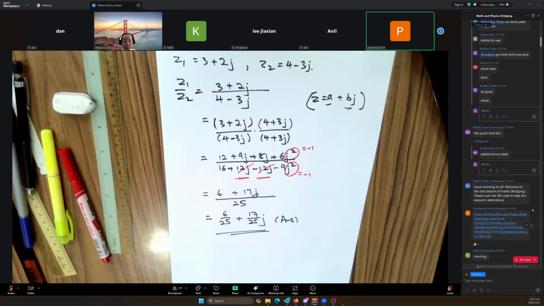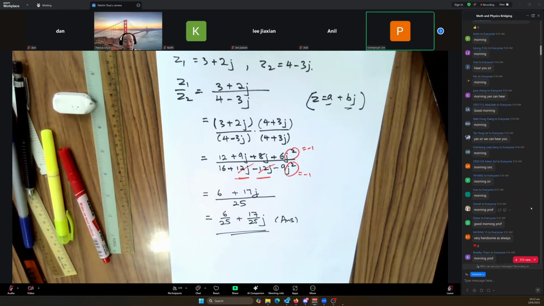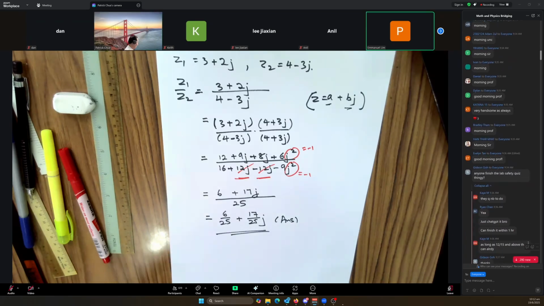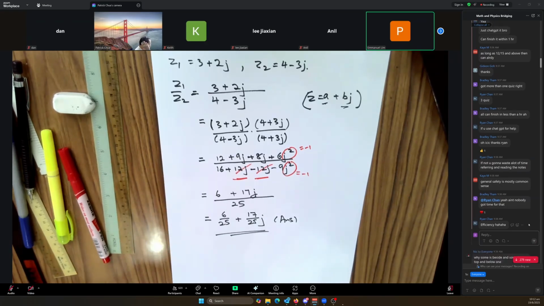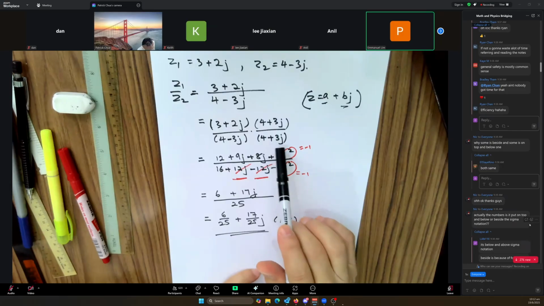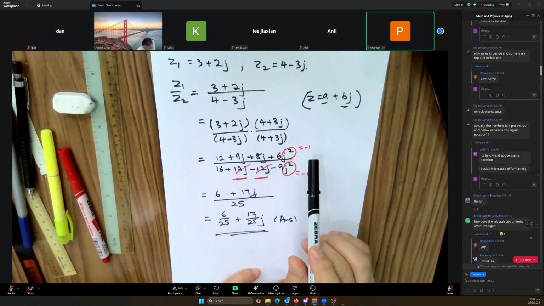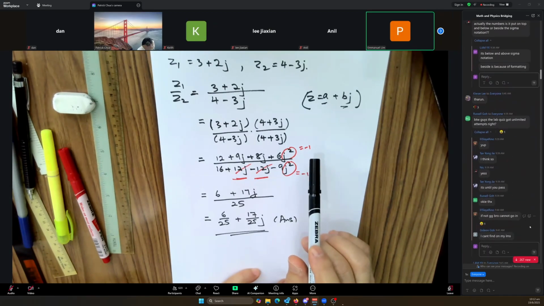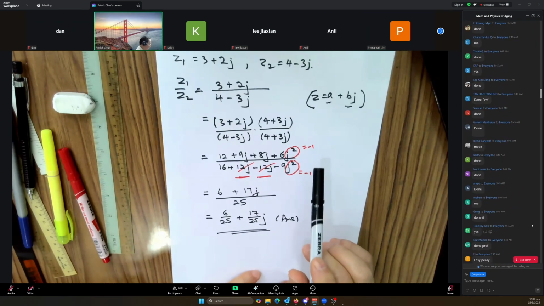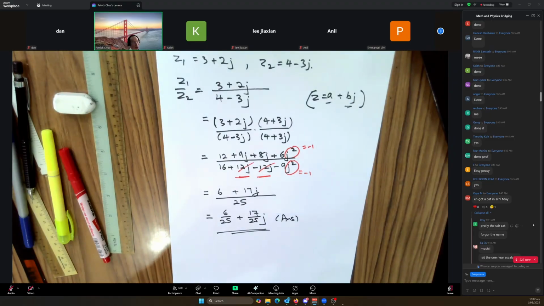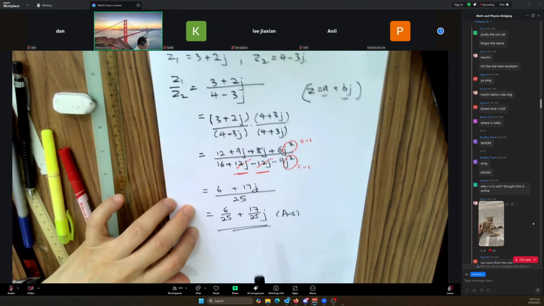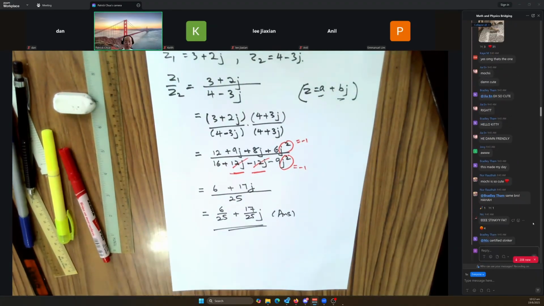Sorry, Prof. Can I ask about the Z1 over Z2, this question? For the multiplying by 4 plus 3j, is it always the same? Like for example, if Z2 is now 4 plus 7j, then would the multiplication be 4 minus 7j, the opposite? Yes. It's opposite. Change the sign only. Whatever you have stays there. Just change the sign. Okay. All right. Good question.